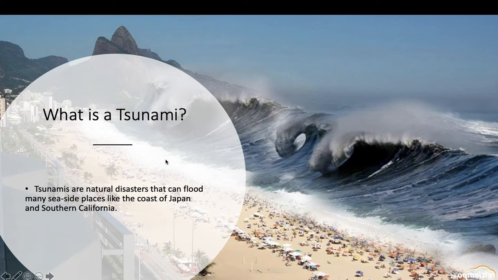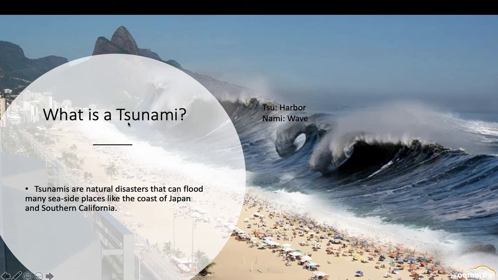Well, a tsunami is like a natural disaster that can flood many seaside places like Japan and the southern coast of California. And we'll be talking about these natural disasters in more detail in the next three slides.